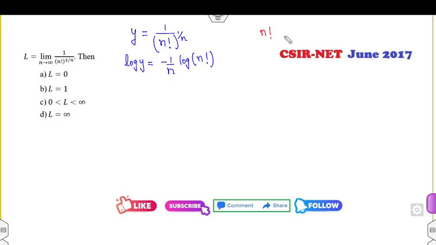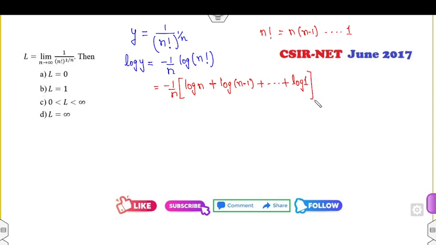I can open the n factorial, which is n times n minus 1 down to 1. If I apply the logarithm, what will happen? It is log of n plus log of n minus 1 plus log of 1. Log of 1 is 0, but fine, this is true.